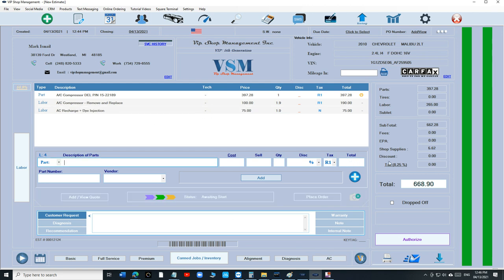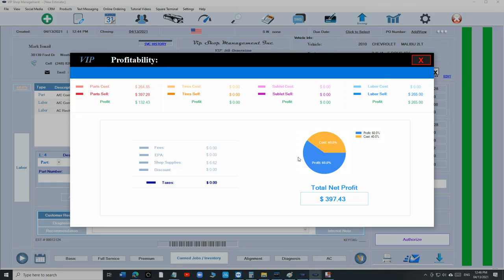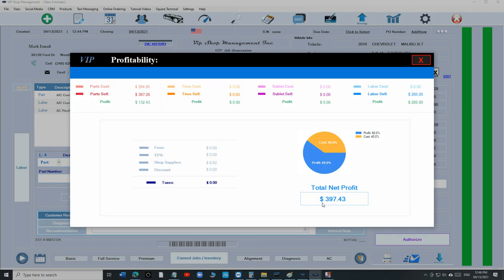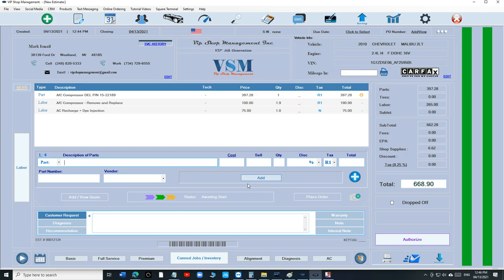So if somebody called me, Mark, how much is it gonna be for an AC compressor for a 2010 Chevy Malibu? I'm gonna say it's gonna be around $668. If I look at my percentage, it's 60%. It's not great, but remember the part is expensive in this case. So I still would sell it the way it is, because out of the $668, I am making $400. So that's really important. So yes, I would sell it this way versus the traditional way.